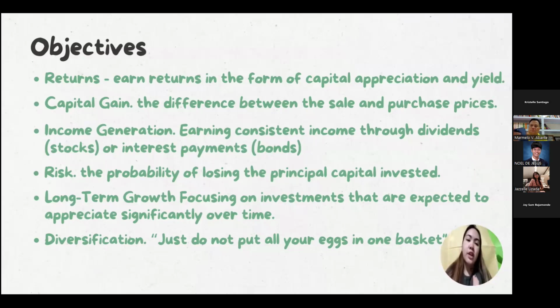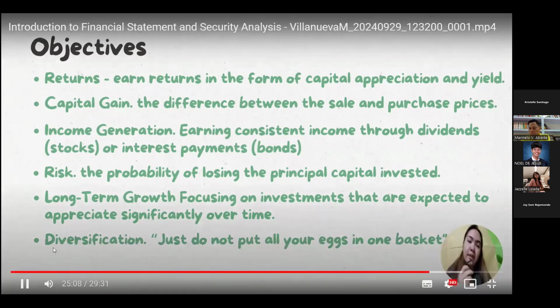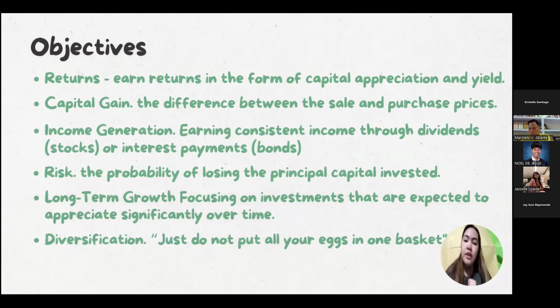Then next, income generation, earning consistent income through dividends or interest payments. So, maraming investor kasi na mas gusto nila yung steady income from their investment. This come from the dividends paid by stocks or interest from bonds. Then, so analysis helps identify reliable income sources. Then, for risk, the probability of losing the principal capital investment is invested. So, yung sa risk naman is parang i-help mo to if mag-find or mag-reduce ng mga potential risk by analyzing yung market trends, company health.